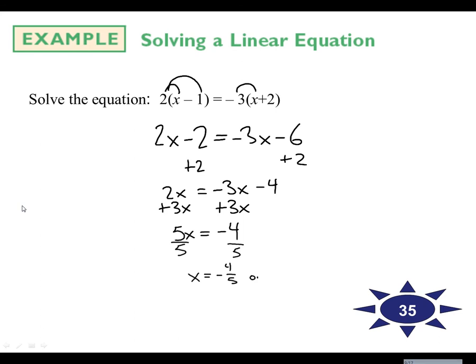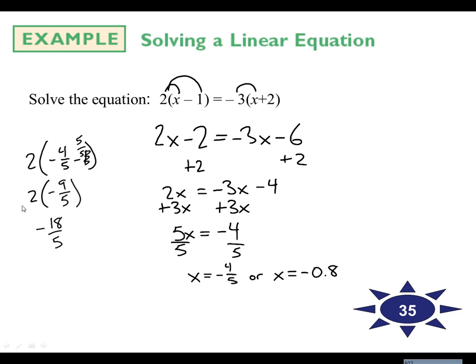Or you could turn it into a decimal and say x equals negative 0.8. Okay? We could always go back in and check this. So 2 times negative 4/5 minus 1. If we plug that in, that's going to be 2 times negative 4/5, and the 1 could be turned into 5 over 5. So that's negative 9/5. And so now we have negative 18/5. Let's check the other side.